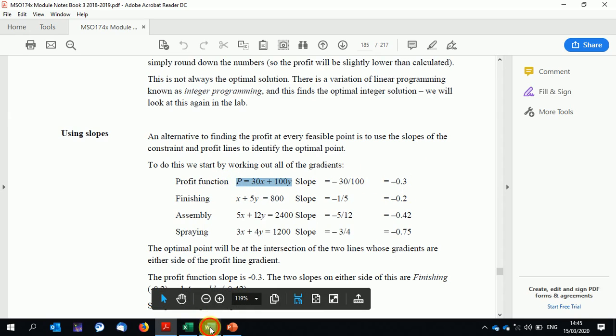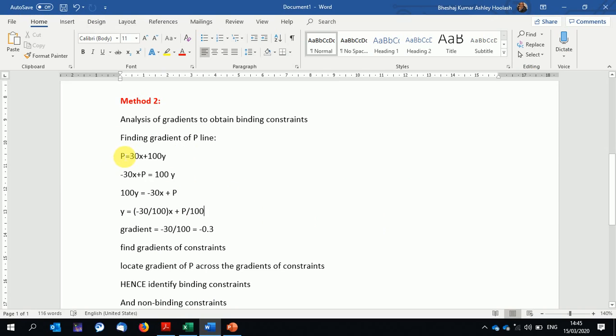So what I did was I considered the profit line, right? So there you go. First of all, that's my profit equation. I've moved 30x from the right to the left, hence minus 30x. I've decided to rewrite because I like my y to be on the left, and then I've divided throughout by 100, and this is what I get. And the gradient is the coefficient of x, hence that's my gradient. So the gradient for the profit line is minus 0.3 here.